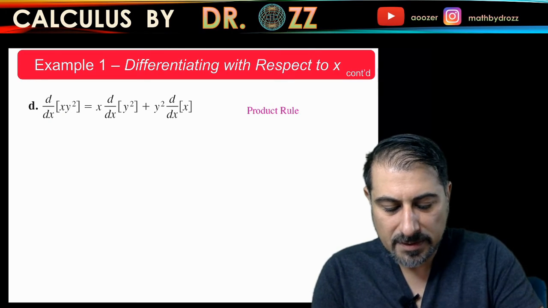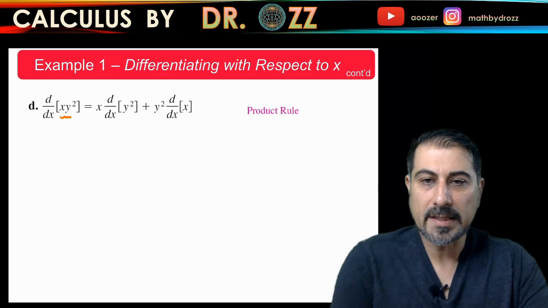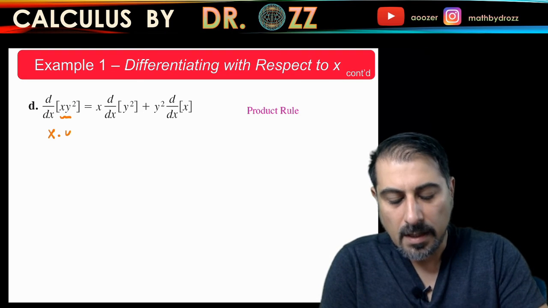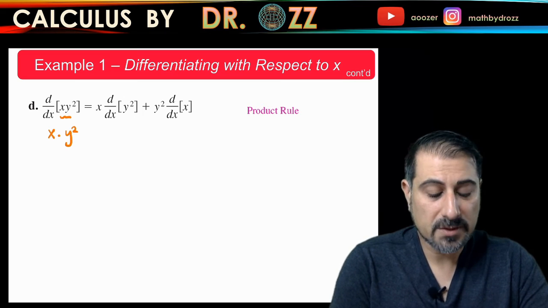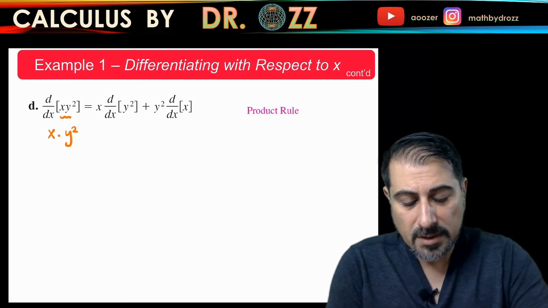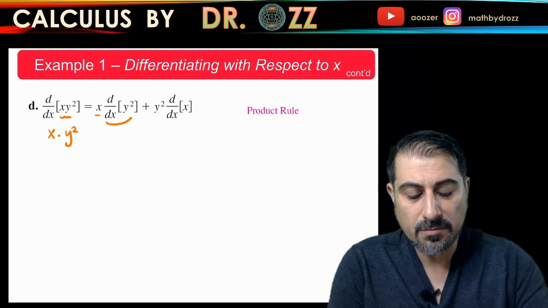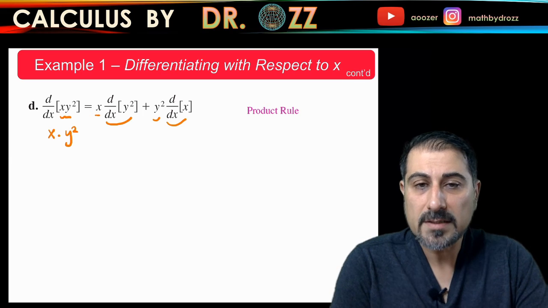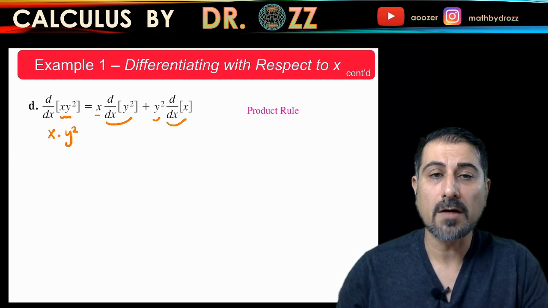So you have d dx of x times y squared. Again, x and y are mixed, but this time it's the product of x and y squared. Obviously, we're going to use the product rule to take care of the derivative of that. It says keep the first function, take the derivative of y squared, plus keep y squared, take the derivative of x.